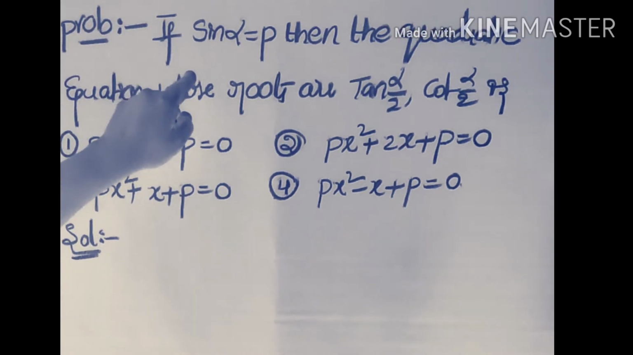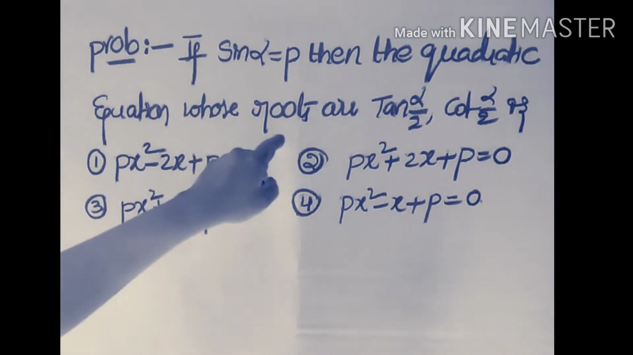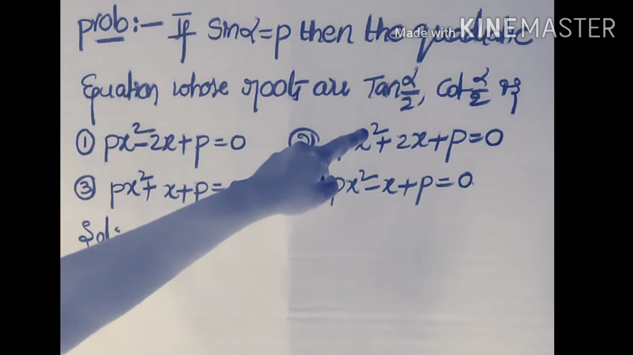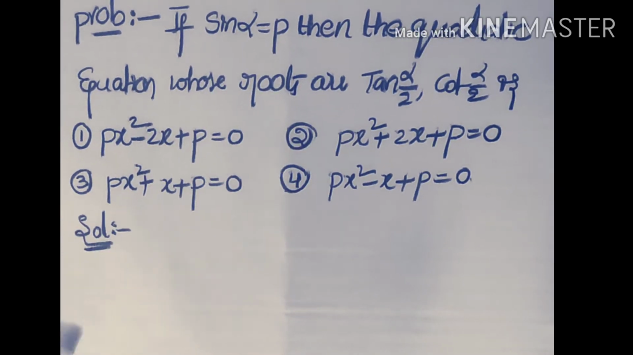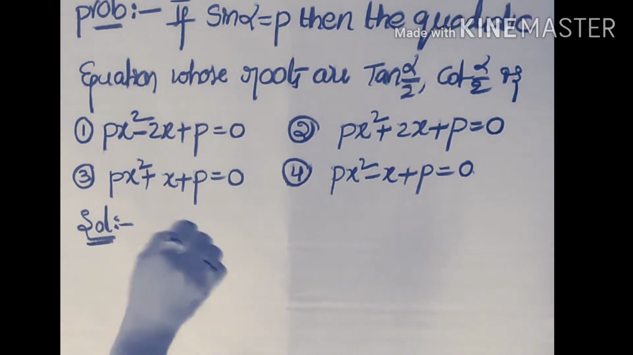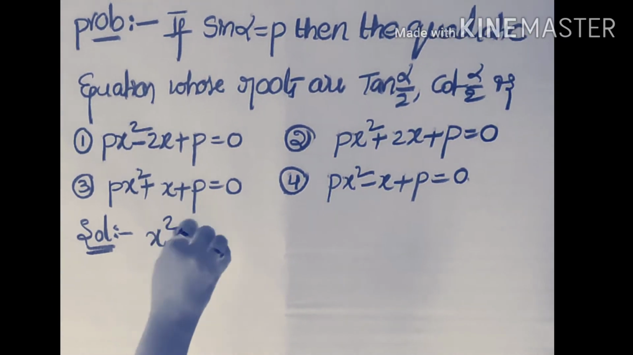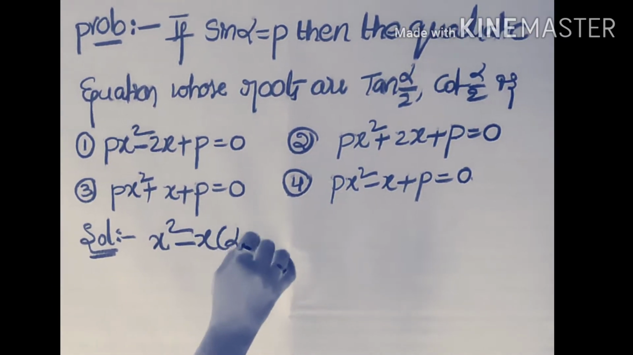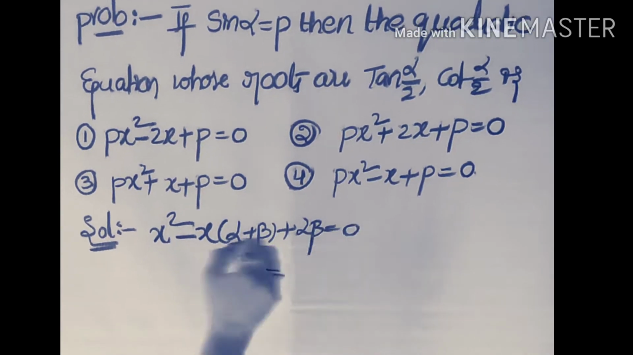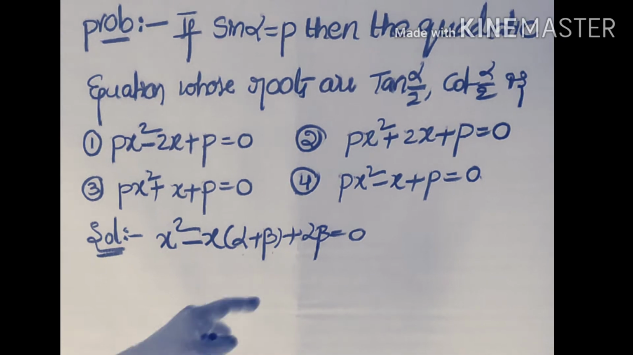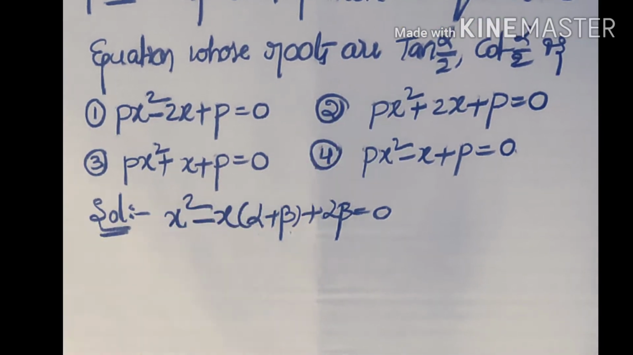If sin alpha is equal to p, then the quadratic equation whose roots are tan alpha by 2, cot alpha by 2. Then what is the quadratic equation? Suppose roots are alpha, beta, then the quadratic equation is x square minus x into (alpha plus beta) plus alpha beta is equal to 0. This is the quadratic equation with roots alpha, beta. But what is given? Tan alpha by 2, cot alpha by 2 are the roots.